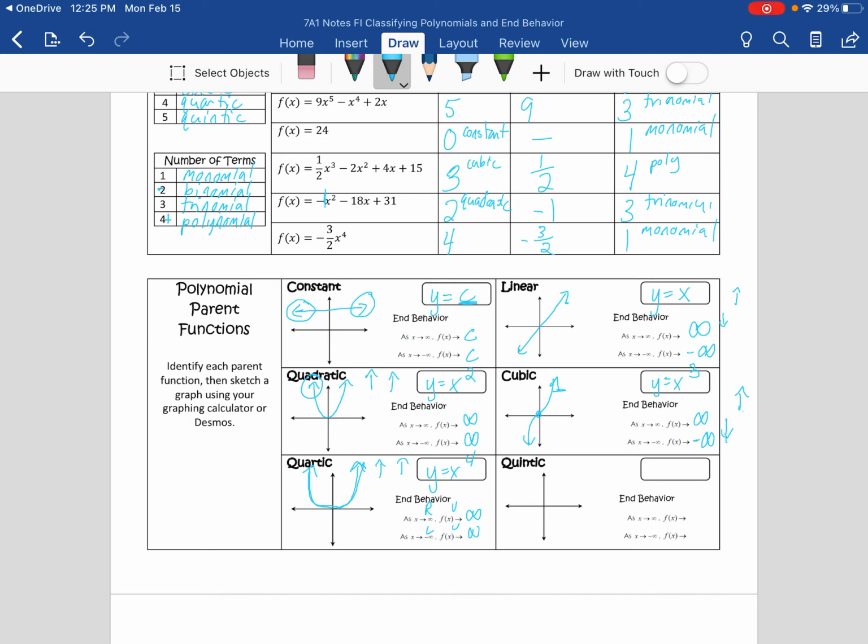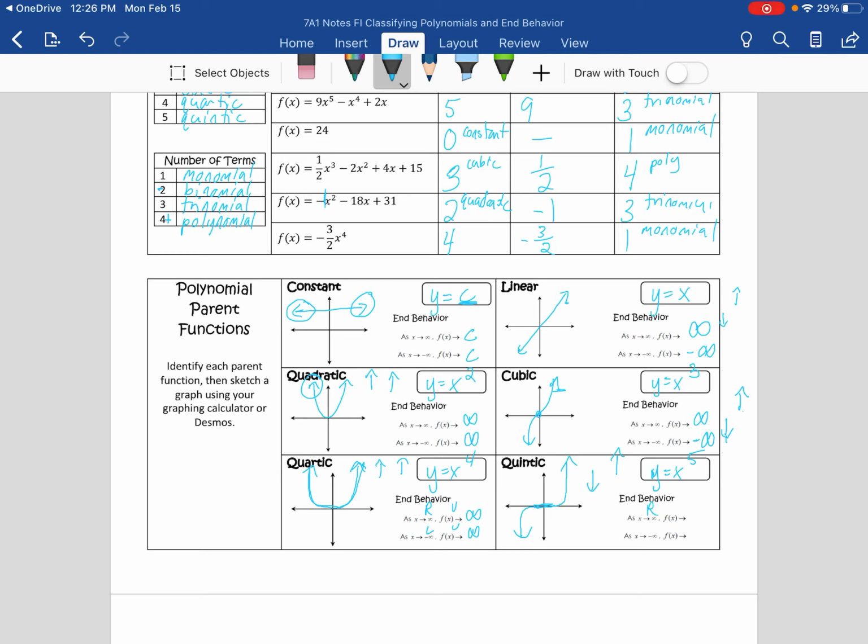Well, on the right side it goes up, and on the left side it also goes up. Quintic is also very similar to a cubic. It kind of looks like this. It just kind of flattens out here. I have exaggerated it. This is going to be y equals x to the fifth.